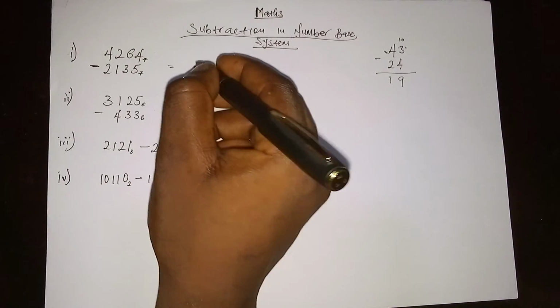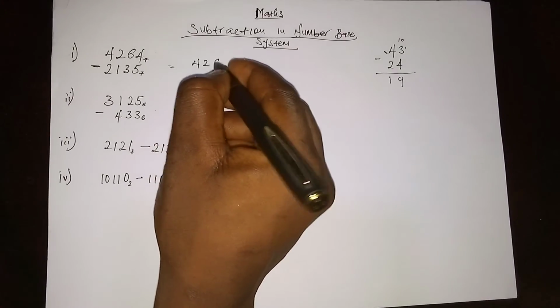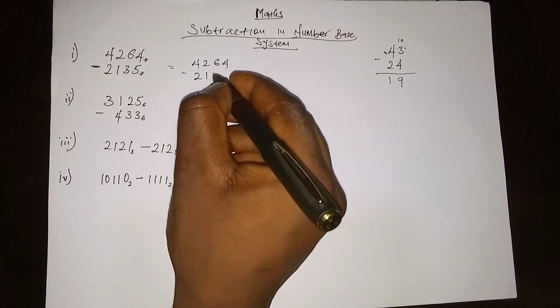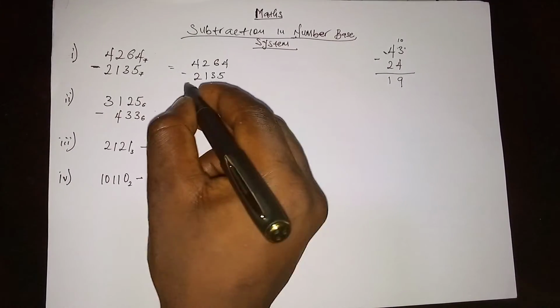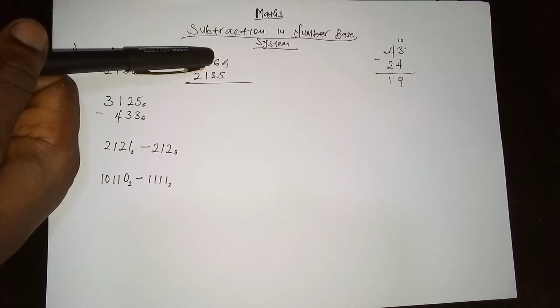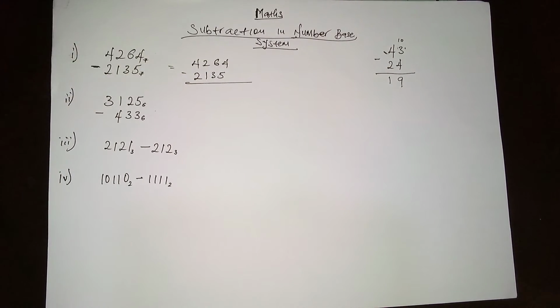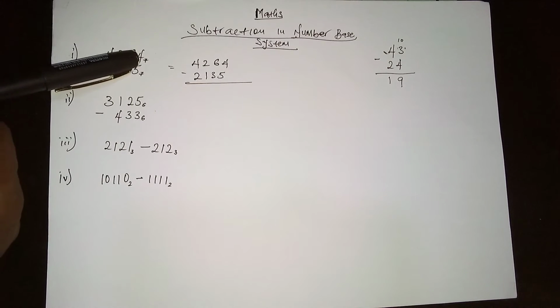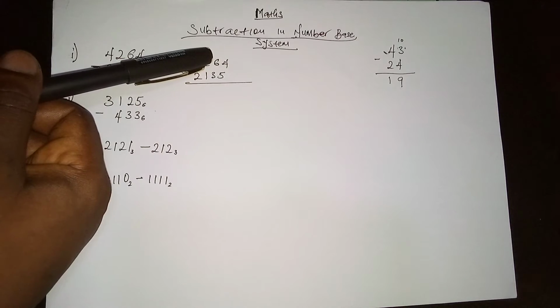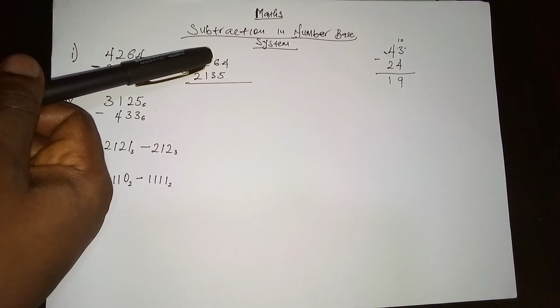Okay, I'm going to represent this first. I have 4264 minus 2135. 4 minus 5, it cannot go, right? It's impossible. Now I will borrow 1 from 6. Always be conscious, always be careful about the base. The 1 I borrowed from 6 here is 7, right?